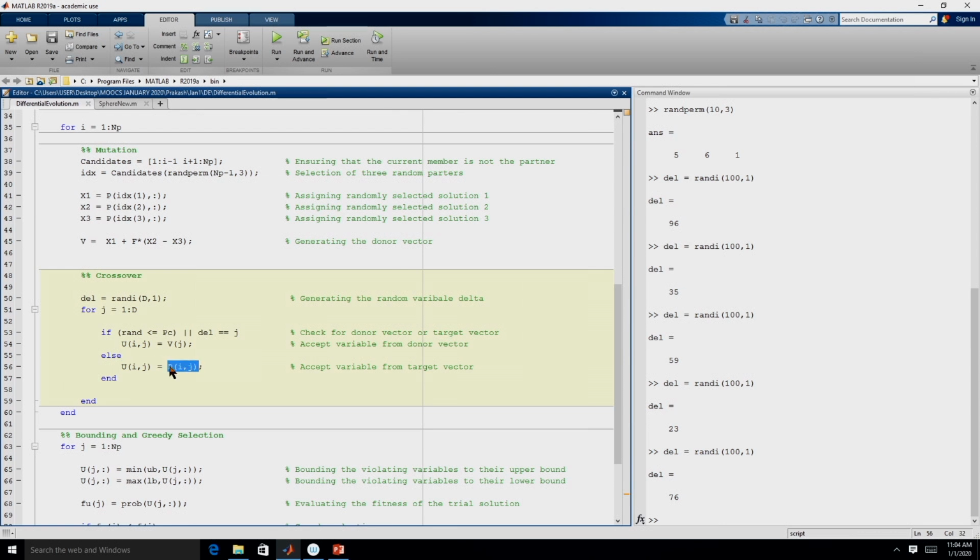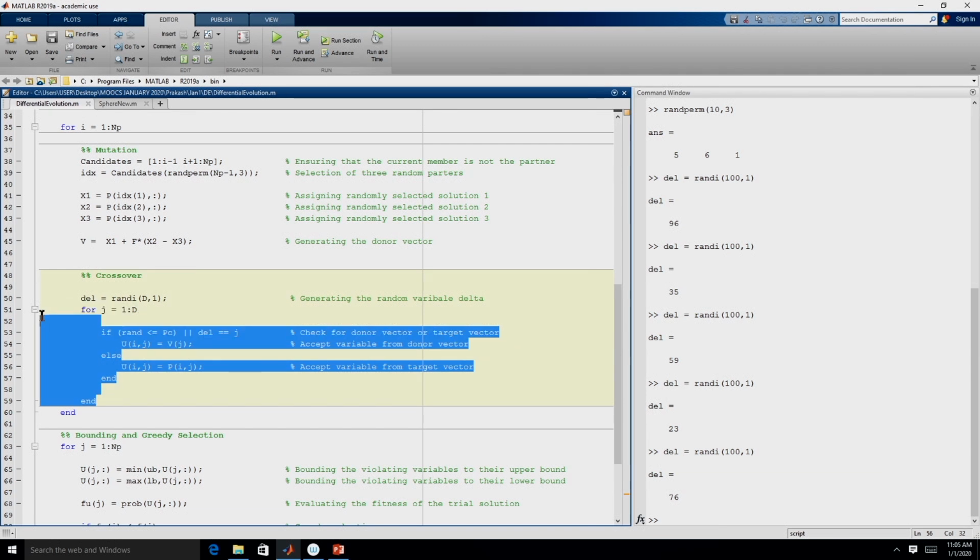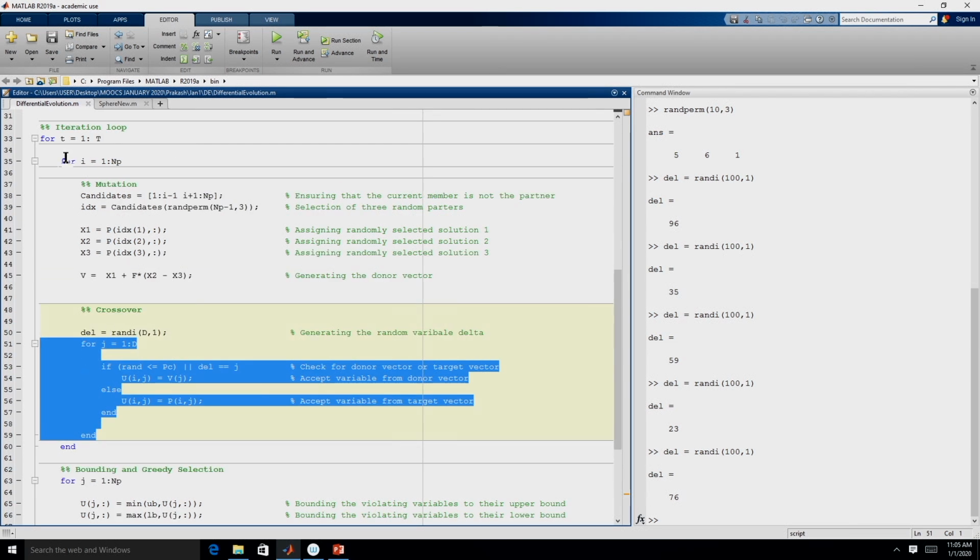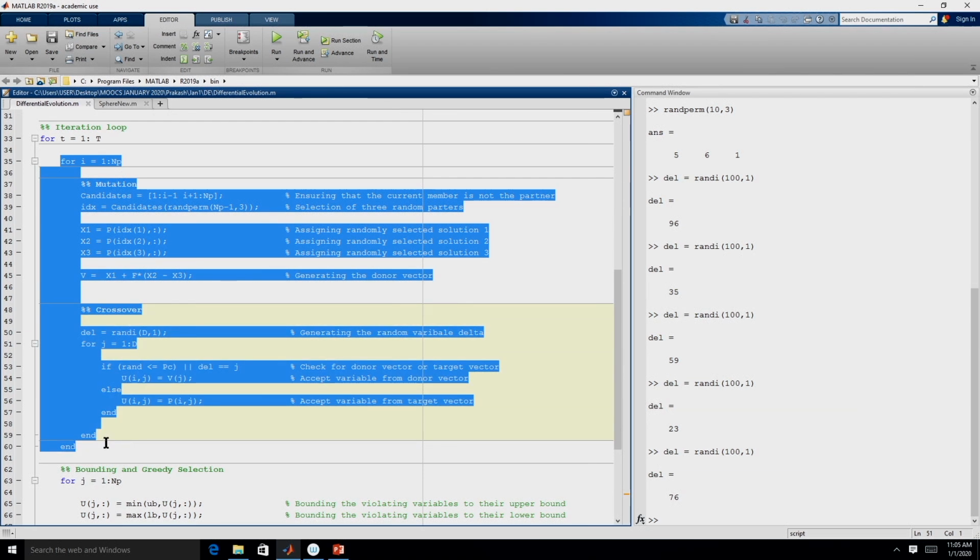So, target vector is stored in P, trial vector is stored in U, and our donor vector is in V. So, here we need to see that this is a double equal to sign, that is a conditional check. If either this condition is satisfied or this condition is satisfied, it will assign it from the donor vector, else it will assign it from the target vector. So, this for loop will run for d times because we have d decision variables, and this for loop is inside this external for loop for every member. So, for every member that loop will run for d times because we have d decision variables.